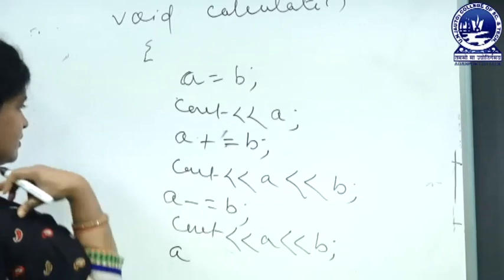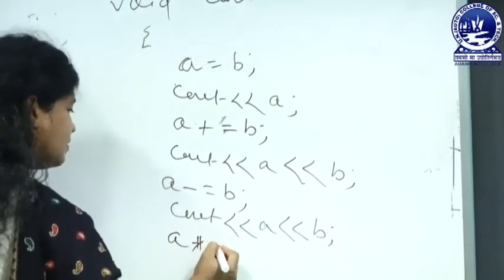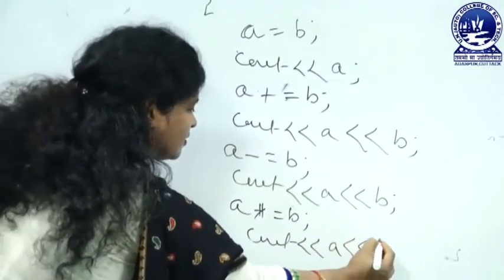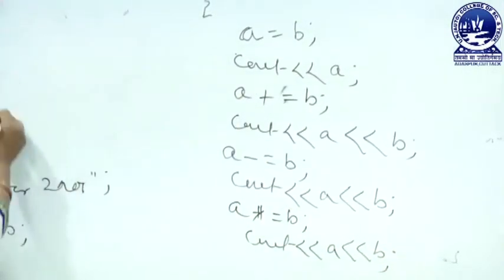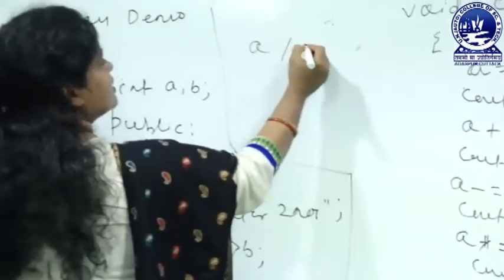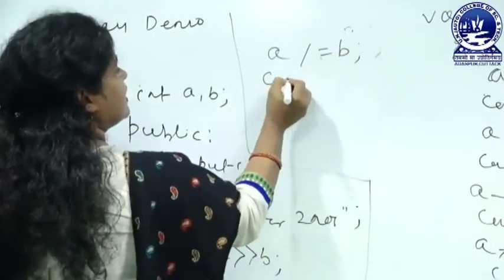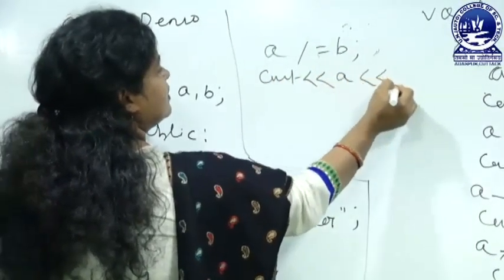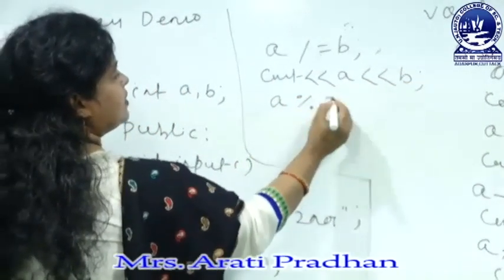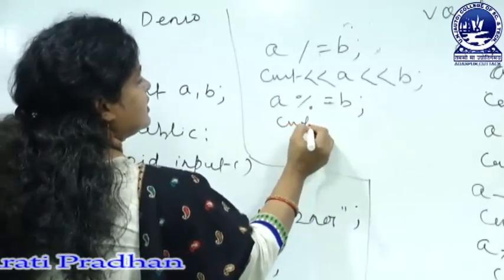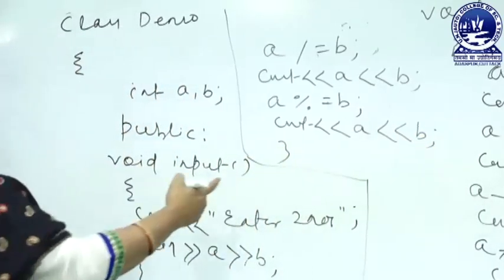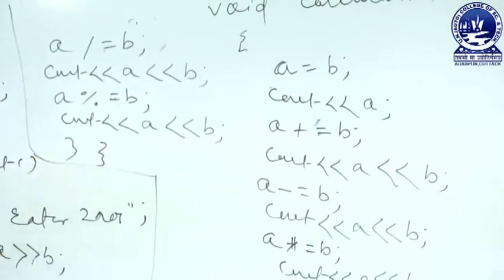Then A multiplication equal to B, cout A B. Then the next one, here I am just writing the next coding, A division equal to B, cout A B. Then A modulus equal to B, then cout A B. It is the end of the calculate method, it is the end of the demo.